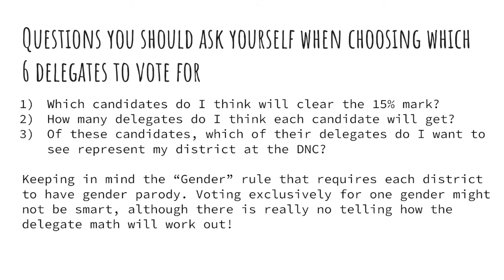So then, questions you should ask yourself when choosing which 6 delegates to vote for. I would ask myself again, which candidates do I see clearing the 15% mark? I would get a list of those, of which I think will clear. And then how many delegates do I think each candidate will get? And then only of these candidates, which of their delegates do I want to see represent my district in the DNC?